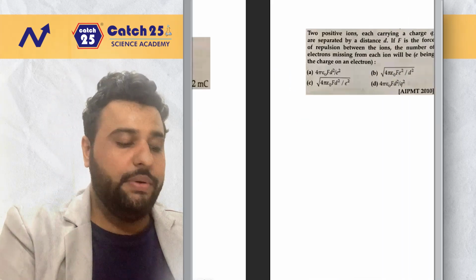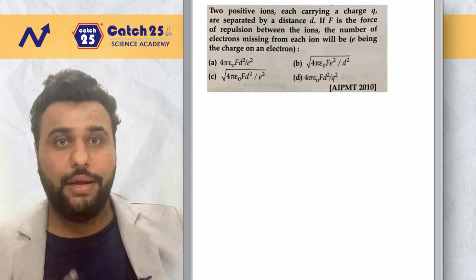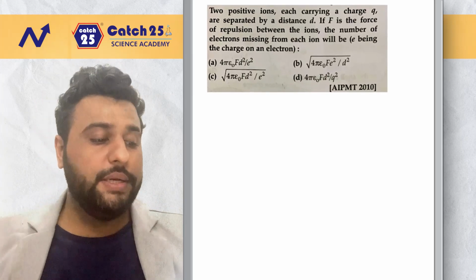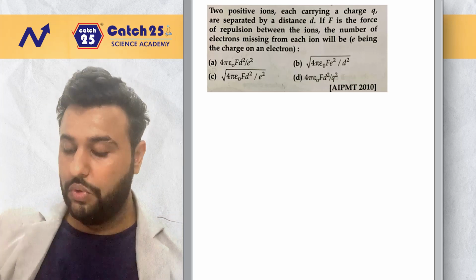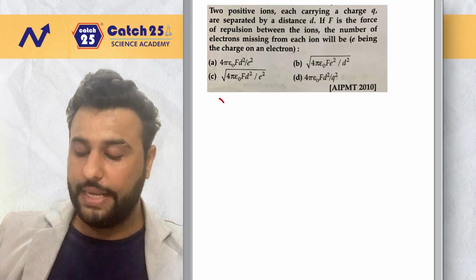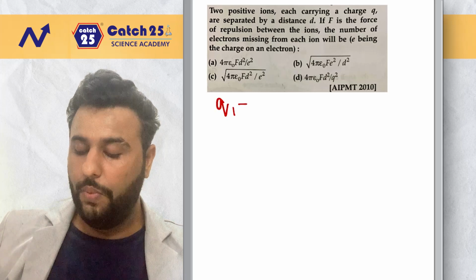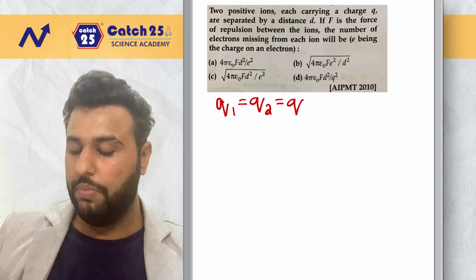Now similarly, we will try to solve this question, and this I will do on the screen. So be very careful once I solve it. The question is: two positive ions, each carrying a charge Q. That means I know Q1 will be equal to Q2 will be equal to Q.